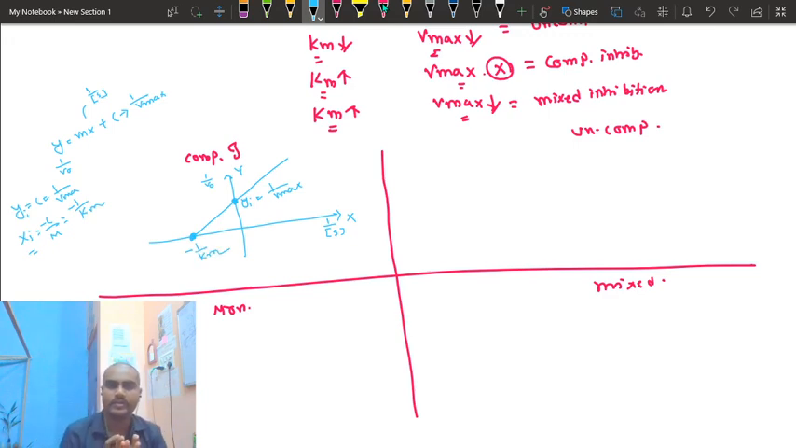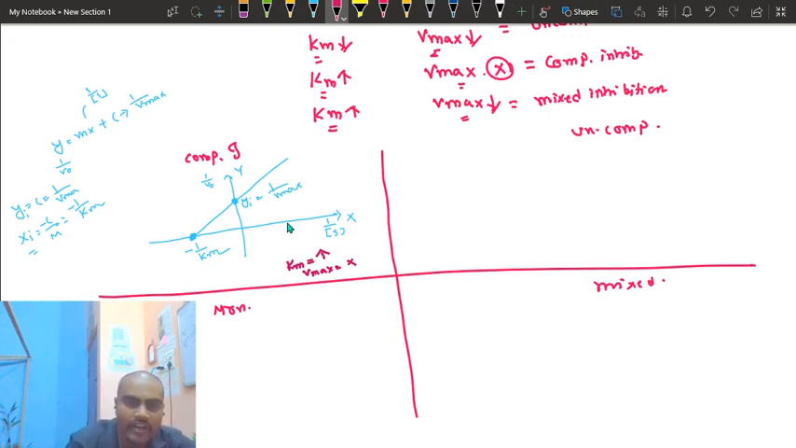Now we simply draw the graphical representation by seeing the value of the Km and the Vmax. So in case of competitive inhibition, what do we know? In case of competitive inhibition, we know that the Km will get increased, but the Vmax remains unchanged. As the Km value will get increased, right?